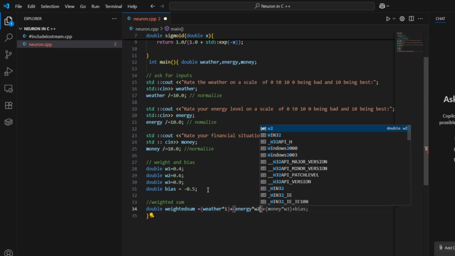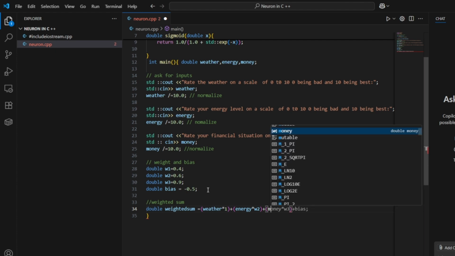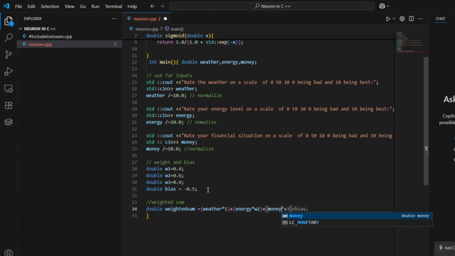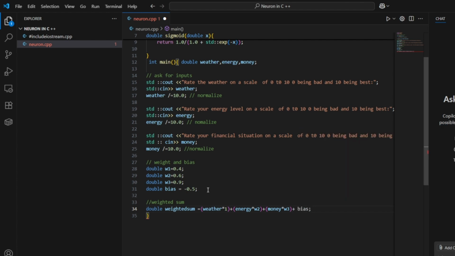If weather is equal to 8, energy is equal to 7, and finance is equal to 5. We normalize so that we can get a figure between 0 and 1. So after we normalize them, we will get 0.8 times 0.4 plus 0.7 times 0.7 plus 0.5 times 0.9 minus 0.5. So let's calculate.